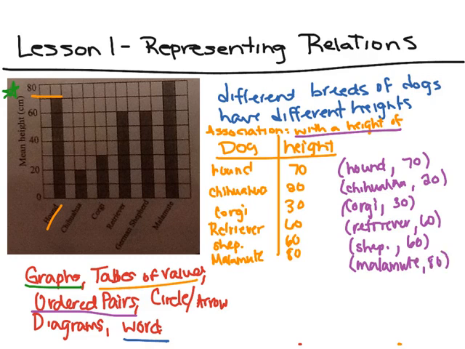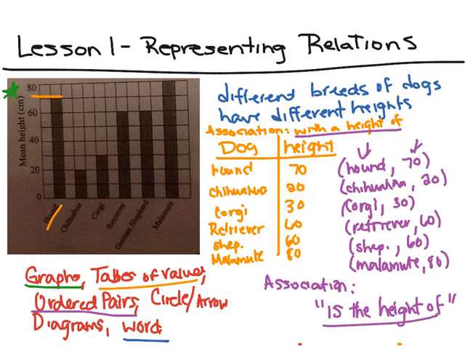If I was to say the association is the height of, if you said this out loud, dog is the height of 70, does that make very much sense? No, not really. But if you said 70 is the height of the hound, then it would. So if this was your association, you would put your numbers first, then your dogs. We'll show another example that kind of looks like that.